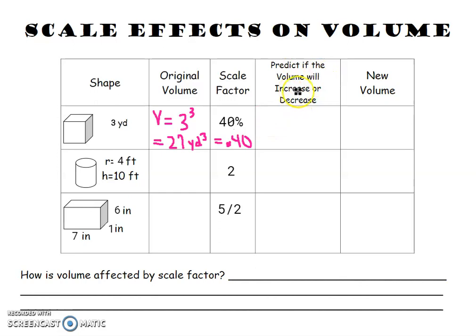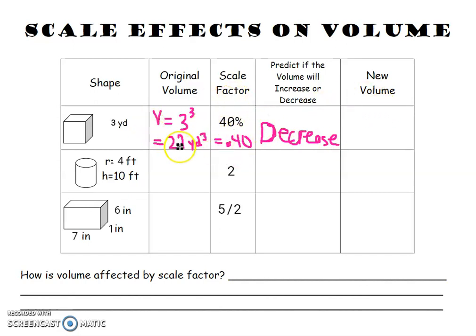So predicted, will the volume increase or decrease? If we multiply the volume by a smaller number, it's going to decrease. So we're going to predict that this is going to decrease because our scale factor is less than 1. So let's look at our new volume.